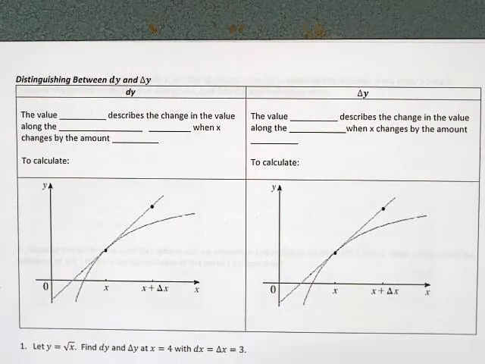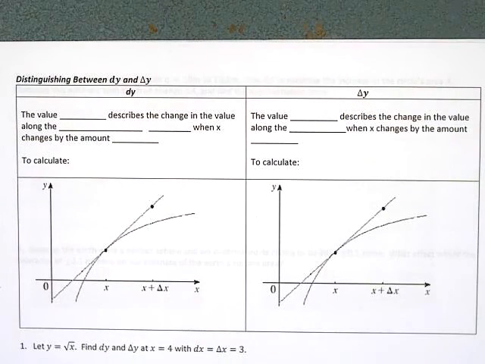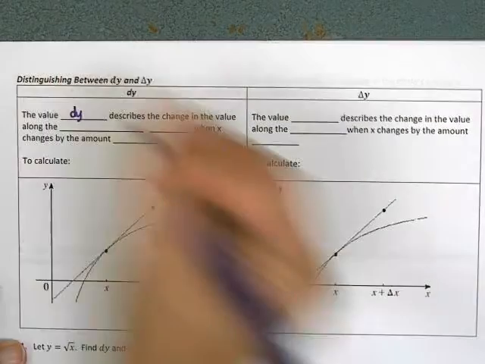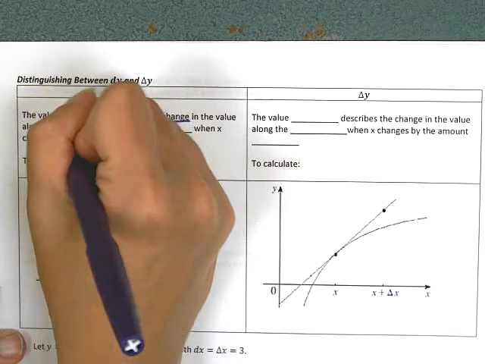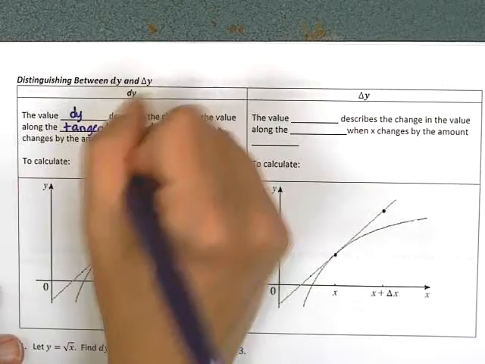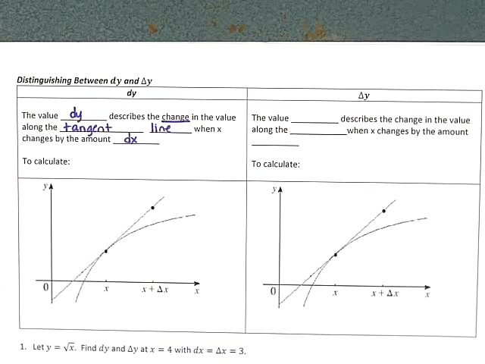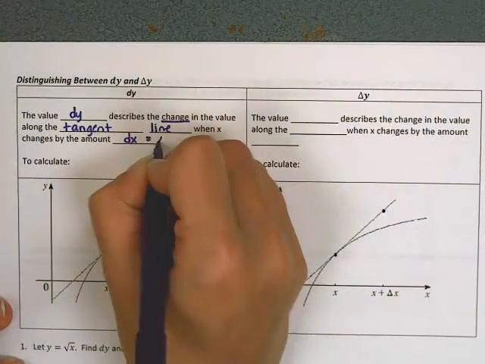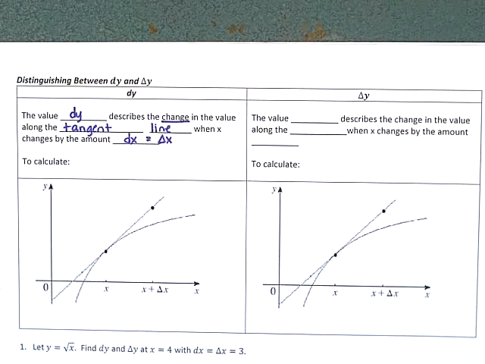We have two different notations that come up very frequently in math and science. One of them is dy and one of them is delta y. D and delta are just the same letters. One of them is the Latin alphabet, one of them is the Greek alphabet, so they're kind of similar. When I'm talking about dy, I'm describing the value dy describes the change in the value along the tangent line when x changes by an amount that we call dx. Now this is really important because dx could also be called delta x, but dy cannot be called delta y.